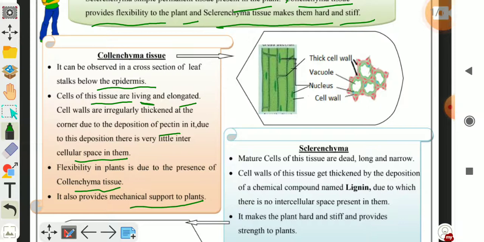These are the functions of collenchyma. Now, the picture of the collenchyma tissue is given to you. These corners are thickened due to the deposition of pectin. Now we will discuss sclerenchyma.